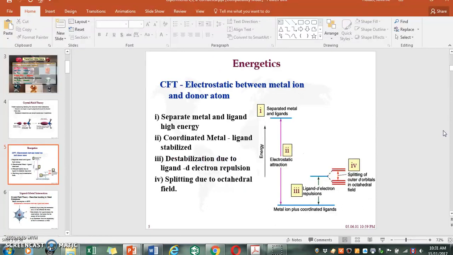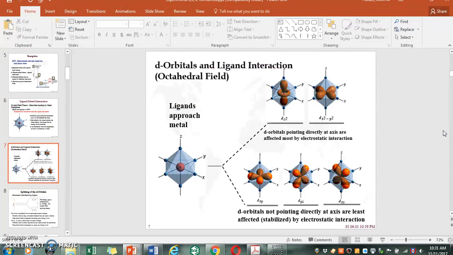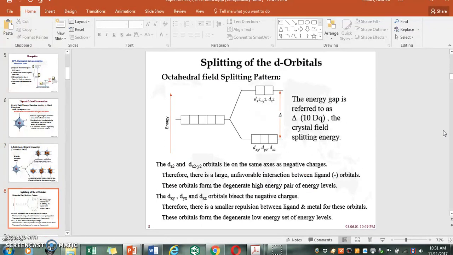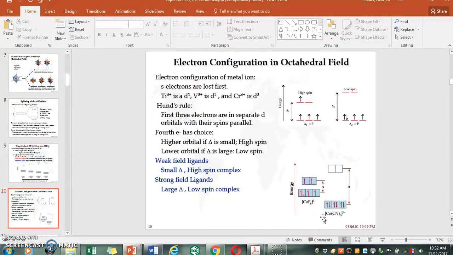The energetics regarding the electrostatics between the metal ion and the donor atoms, and those donor atoms are from the Lewis bases. Here, the interaction, ligand to metal. Here, what happens in the octahedral field, regarding the splitting of the d orbitals. And one thing about the 10 Dq or the delta, according to the spectrochemical series, where you're going from a weak field to a strong field and increasing in delta, and that's the frequency.